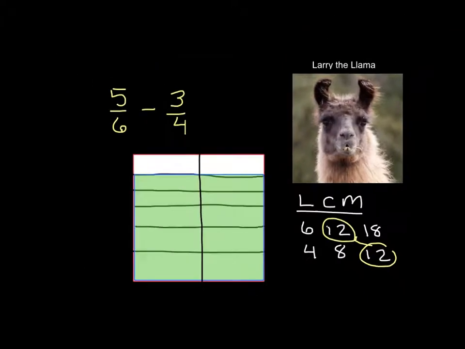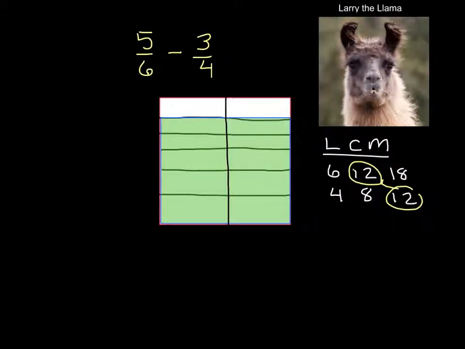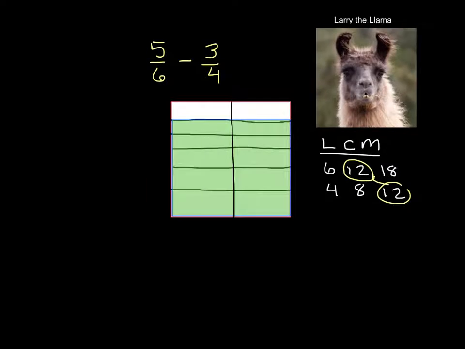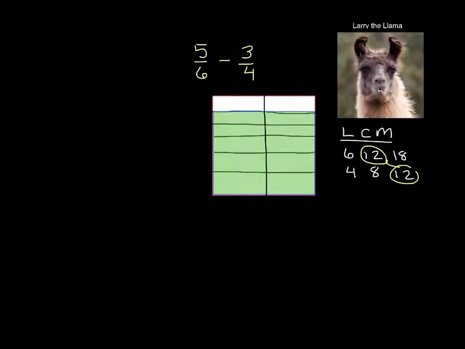Fantastic. All right, so let's move on. The next thing I need to do is go ahead and start my algorithm. So now for my algorithm, I'm going to rewrite this fraction here. I'm going to write 5/6 right there, and then I'm subtracting 3/4 right here. Now, I've got to get common denominators, right?